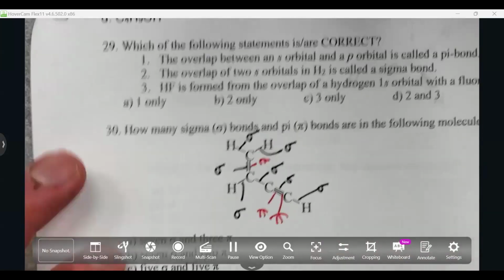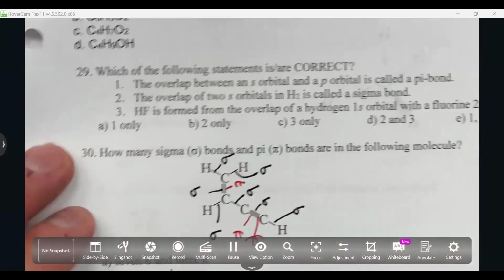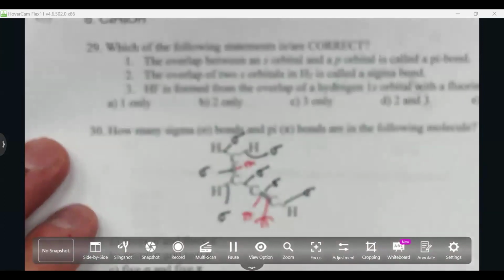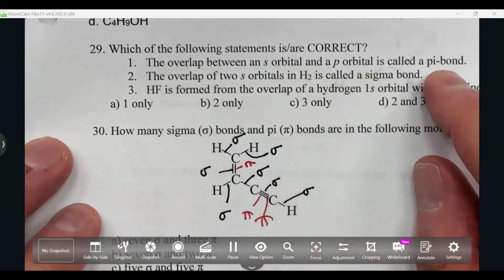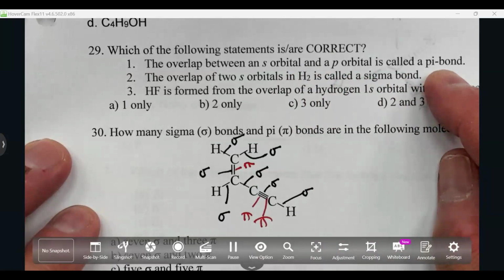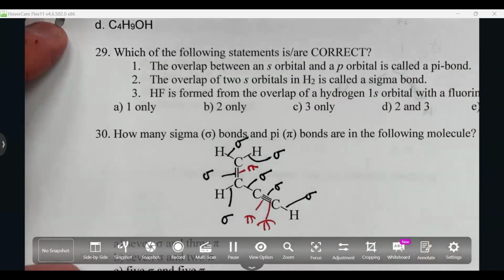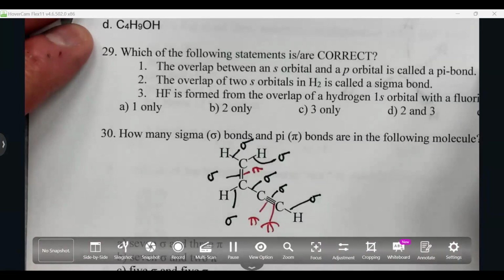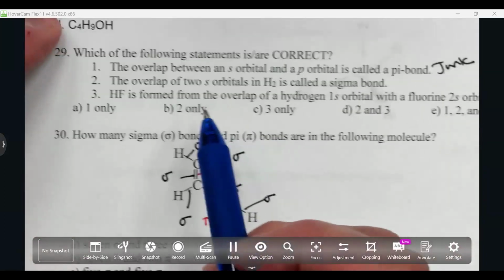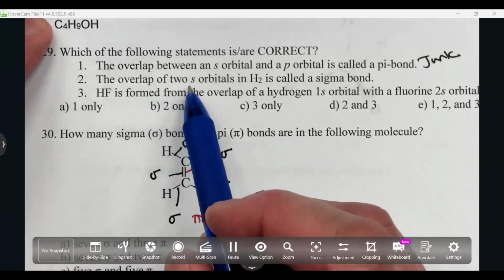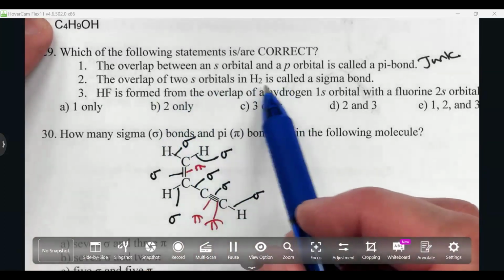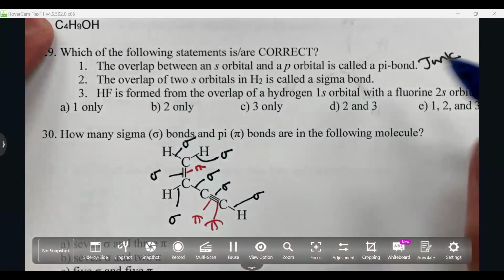Let's do 29. Which of the following statements is correct? The overlap between an s orbital and the p orbital is a pi bond. How do you get a pi bond? Both of them have to be parallel p's, right? Unhybridized parallel p's. This is junk. The overlap of two 1s orbitals in H2 is called a sigma bond.